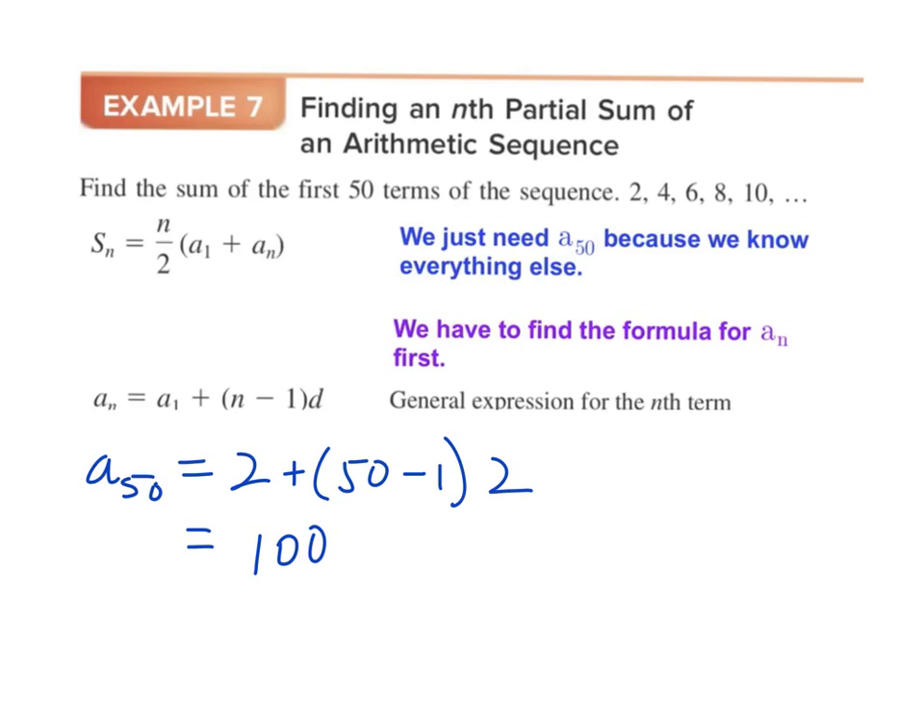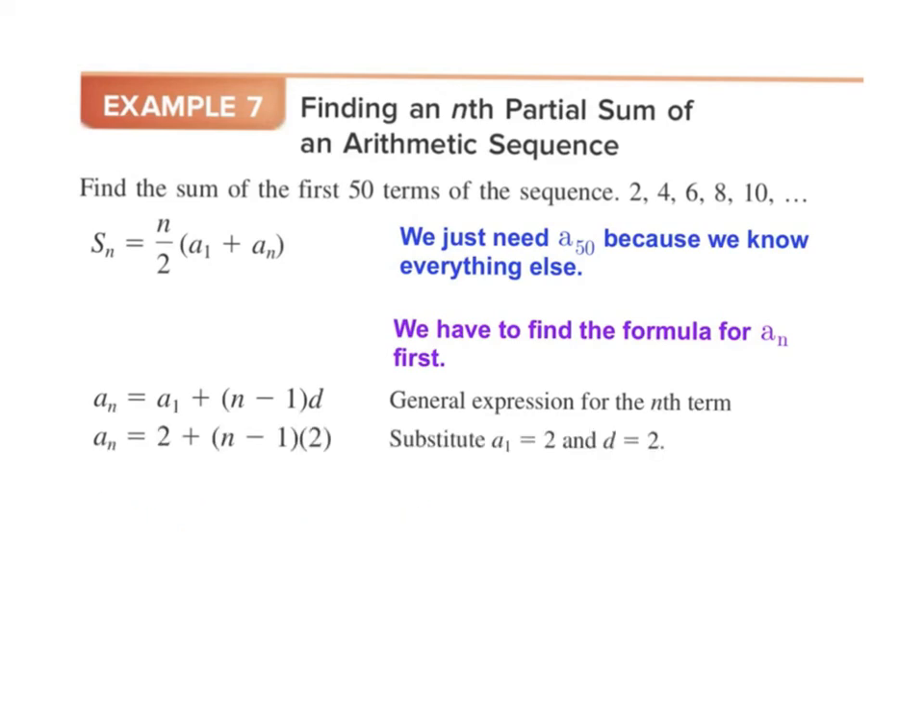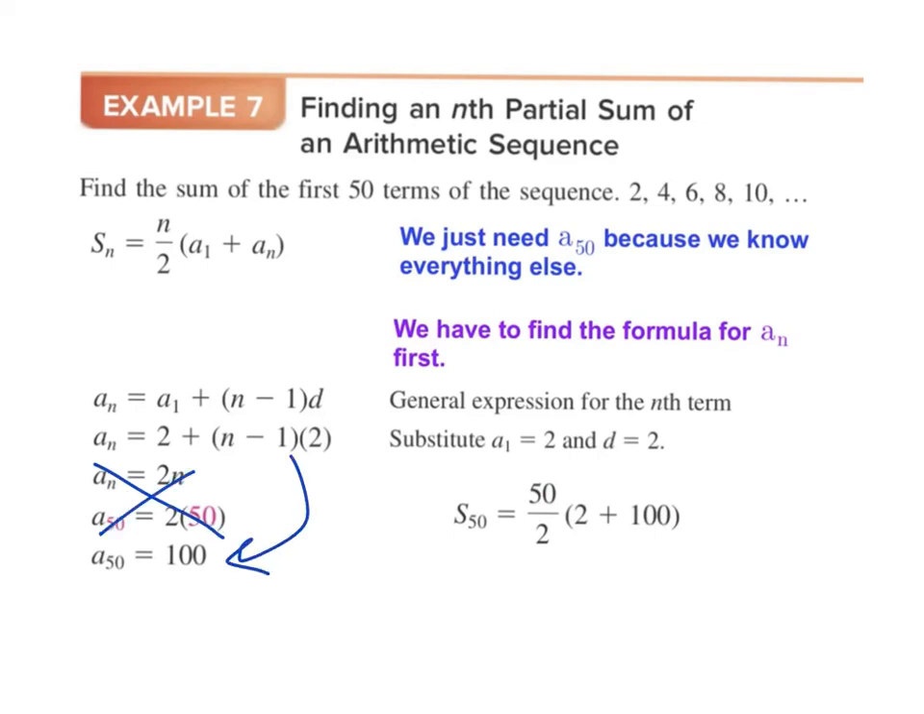So now I have everything I need. I've got the 50th term. I've got the first term, and I know how many terms there are. So let's look at the partial sum. So here's plugging it in. Now the way that the book did it is a little different than the way I did it. Either way we get 100, it's fine. So what is this?